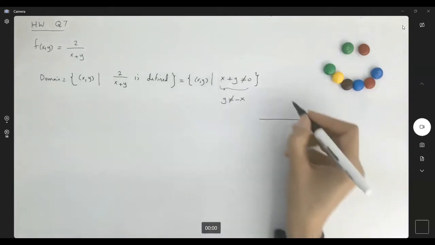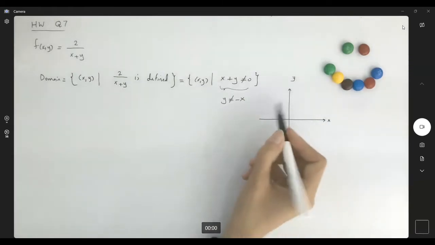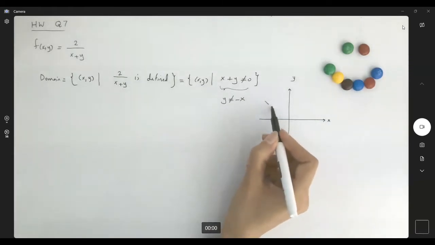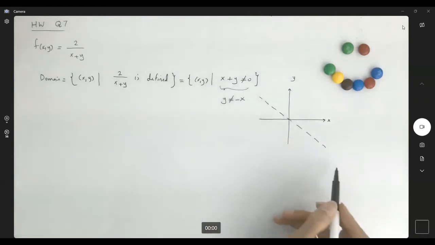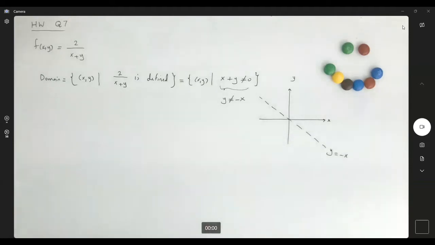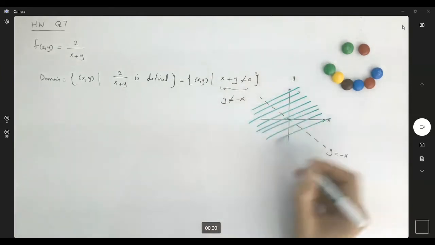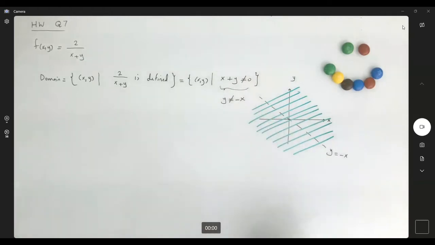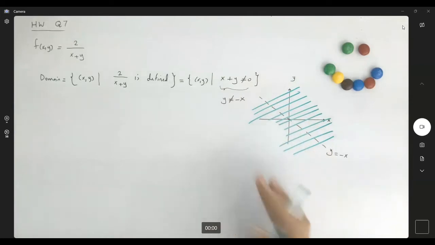So if we graph the xy plane, the line y equals negative x is located here. And since we're excluding this, we're using the dotted line. And where is the domain? The domain is all of the plane except for this line. That's why we're using the dotted line. So here you have the domain of this function.